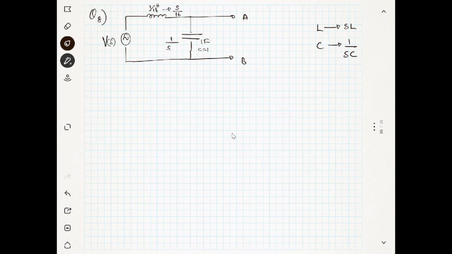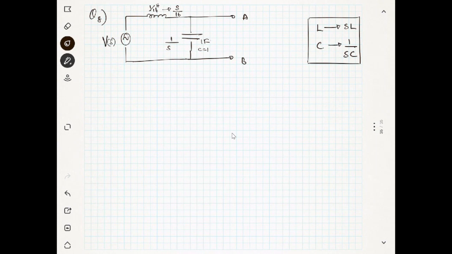Can you repeat the last point, Doctor? How did you convert it? This is in the frequency domain, the Laplace domain. Everything is in the Laplace or frequency domain. This is the point you have to remember, because your L will be represented as S times L and C will be 1/SC. Is it clear?